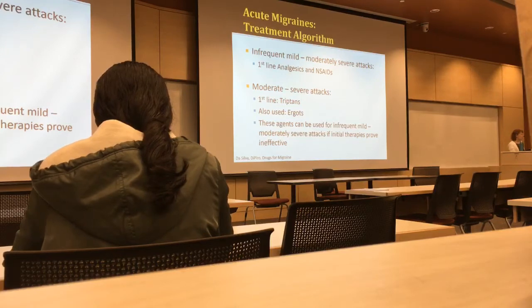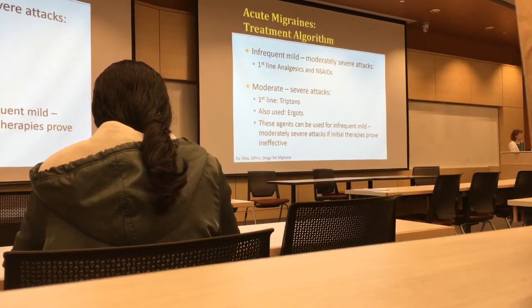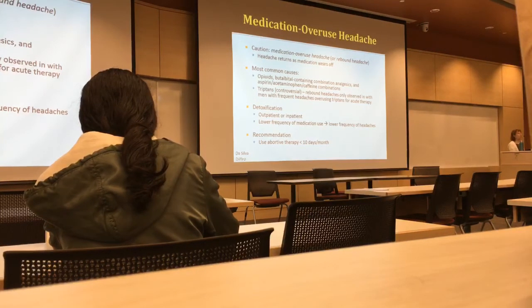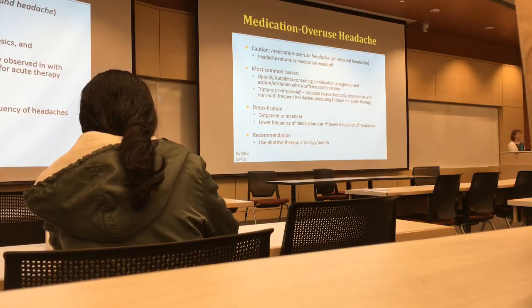So again, this is reiterating for infrequent mild headaches, we use the analgesics. For more moderate or severe, we use the triptans and ergots. So we want to be careful about overuse headaches, and it's more common with the opioids and the products that contain butalbital. There's really no value in using butalbital. It basically just puts somebody to sleep. So we don't recommend those agents. The combinations with aspirin, acetaminophen, and caffeine.